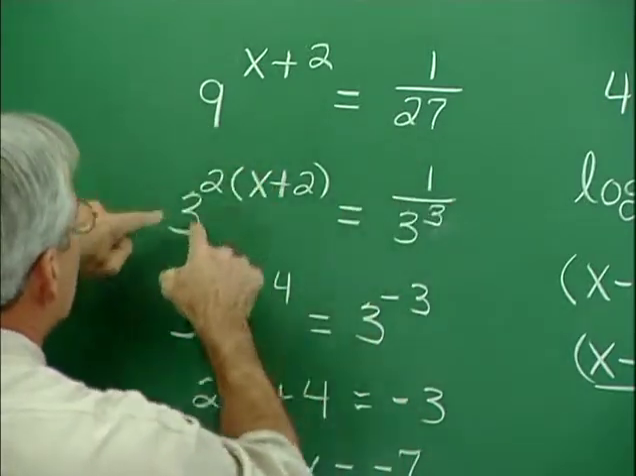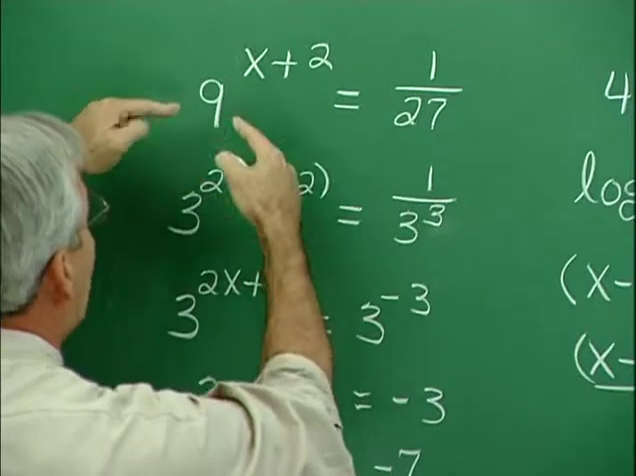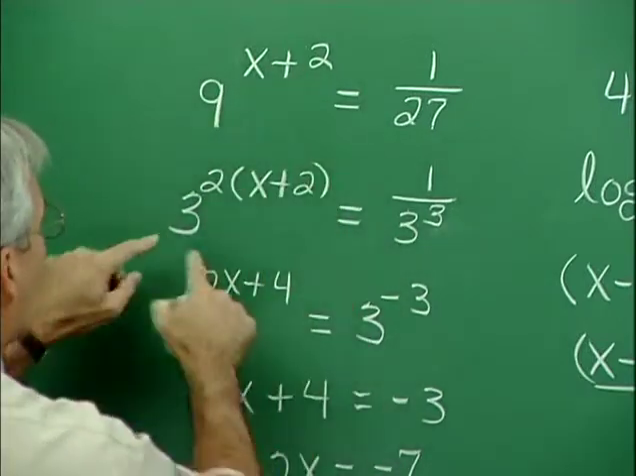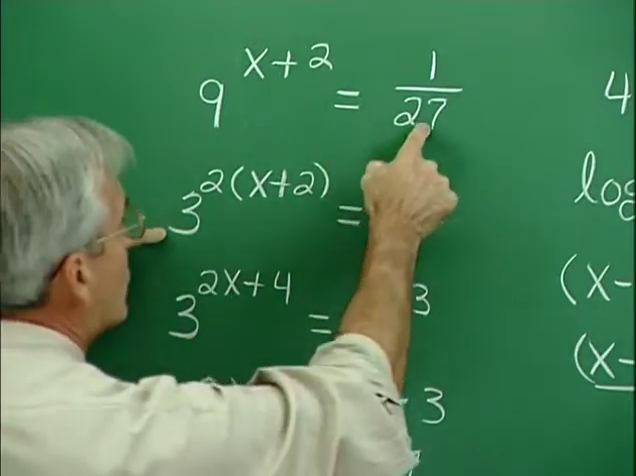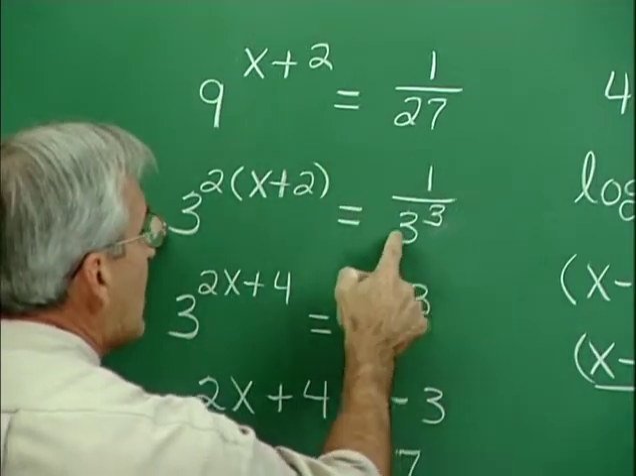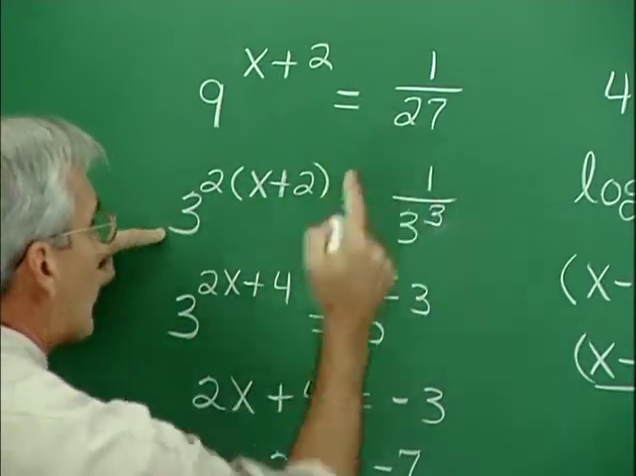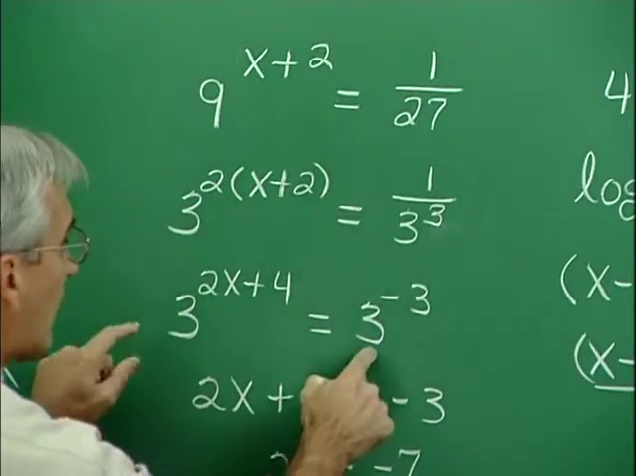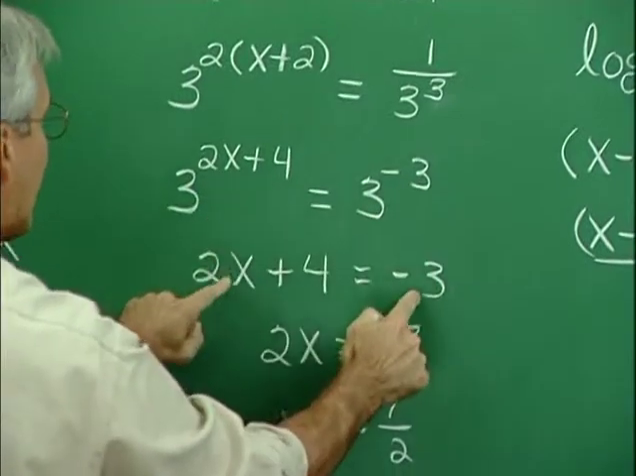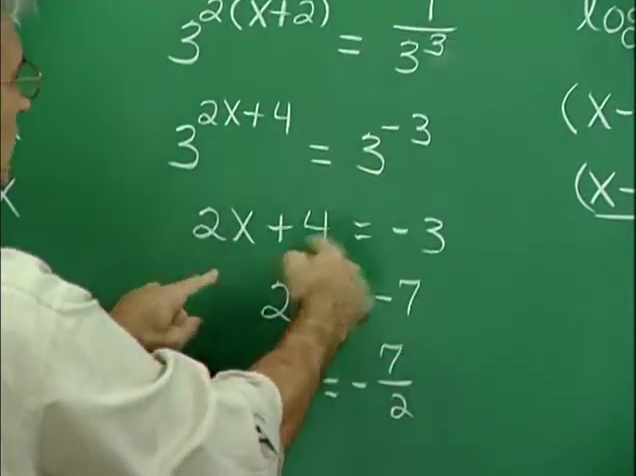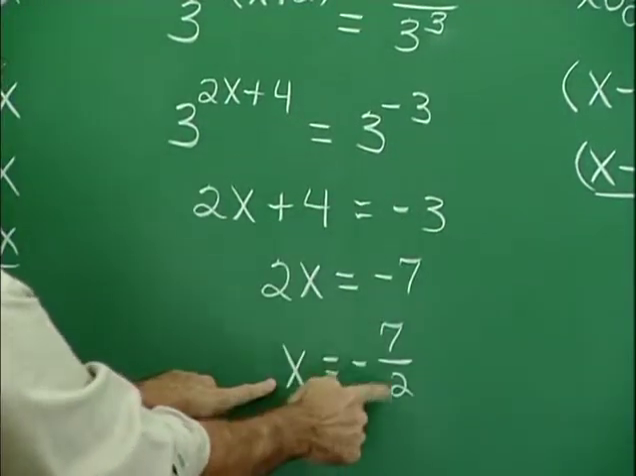You see, 9 is 3 squared, so we have 3 squared to the x plus 2, or 3 to the 2 times x plus 2. And on the right, 27 is 3 cubed. And we can kick this 3 cubed into the numerator by using a negative exponent, writing it as 3 to the negative 3. Now that the bases look alike, we can set the exponents equal to one another and solve the equation to find x to be negative 7 over 2.